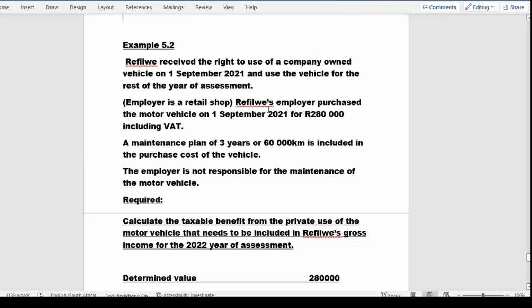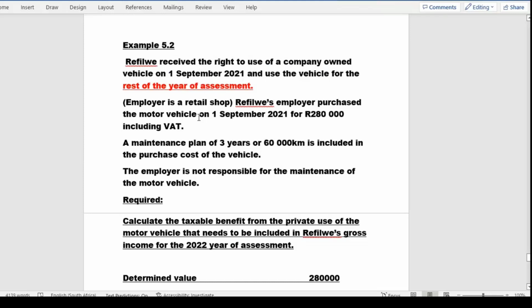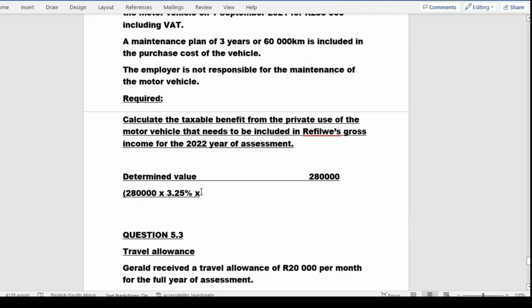All right, let me give you another hint. What do you do if it's given for the rest of the year? We multiply by 12 months. Yes. Okay, please finalize your answer. How much is the final figure here?